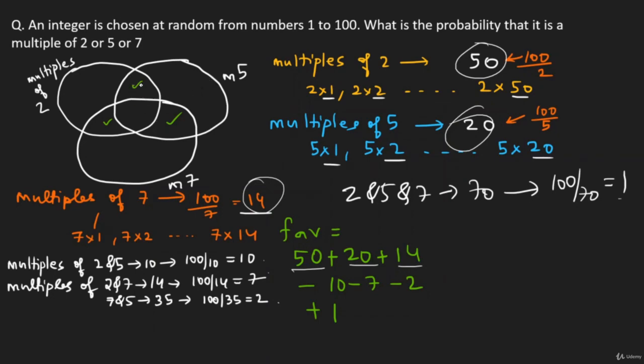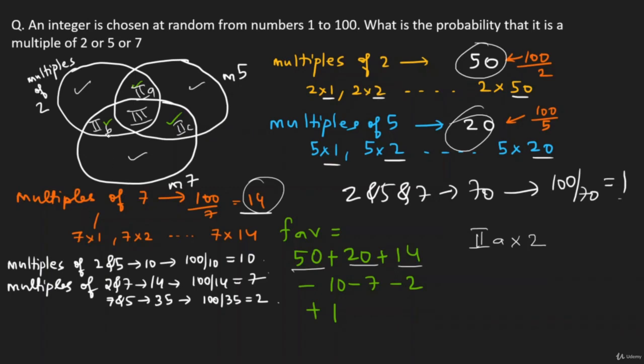Let this area over here be 2A. Let this one be 2B. Let this one be 2C. And let this area over here be 3. Alright. Now, when we add 50 plus 20 plus 14, this area and this area gets added only one time, right? But 2A will get added when you add 50 and when you add 20 for multiples of 5, right? Therefore 2A is added 2 times.